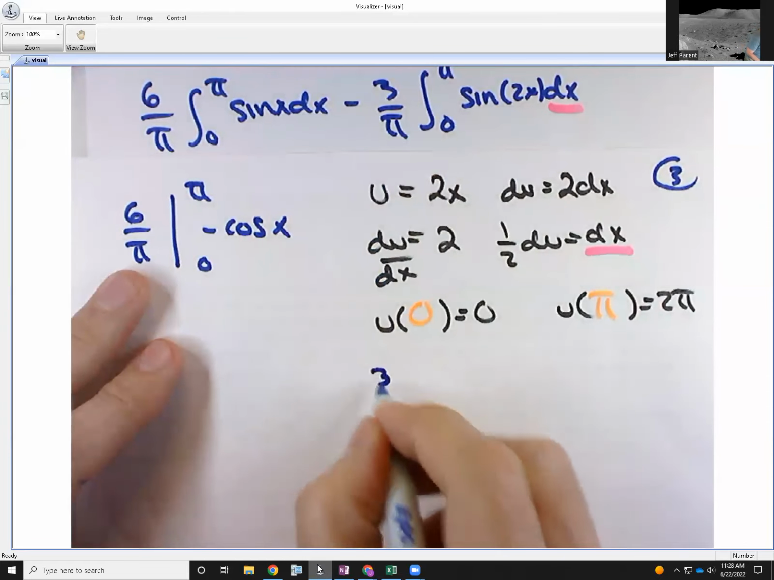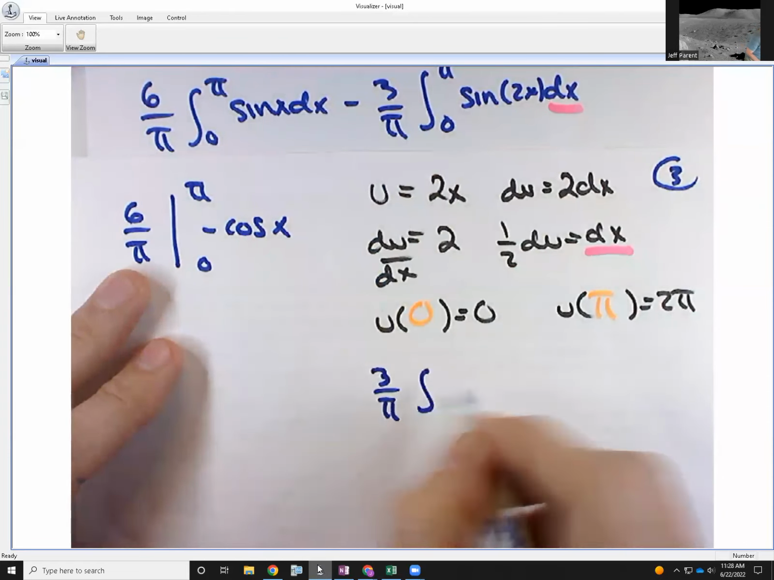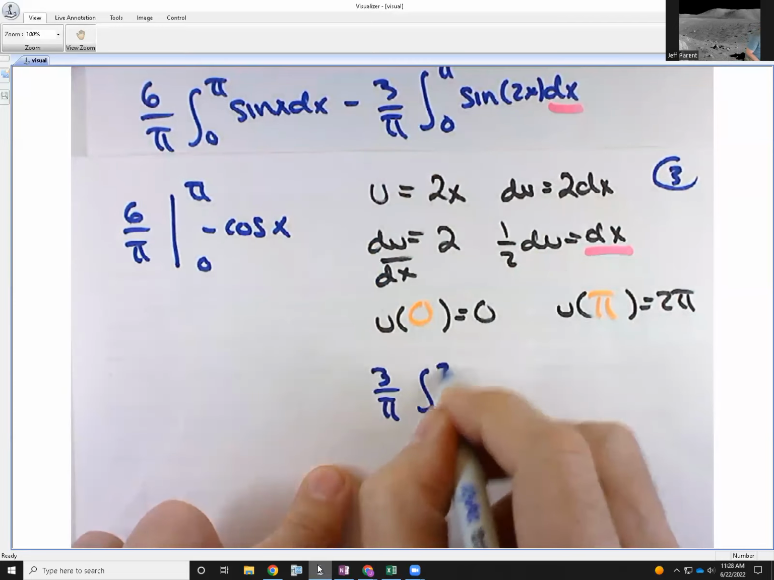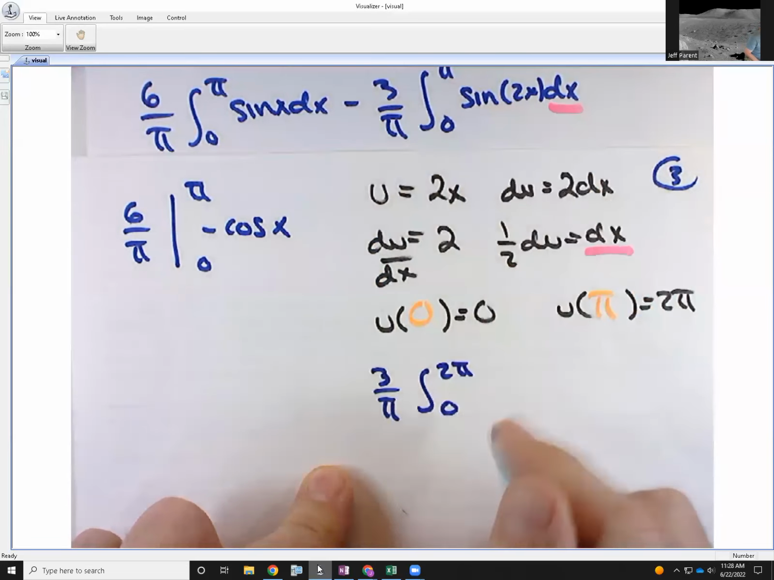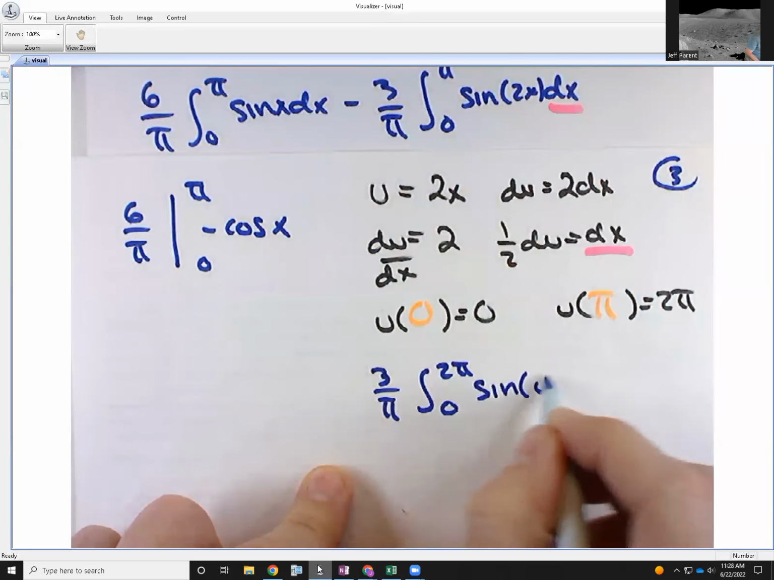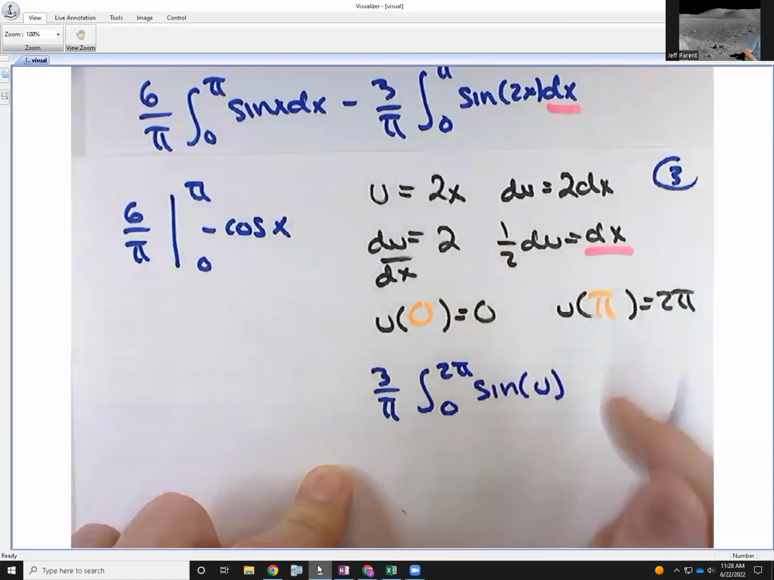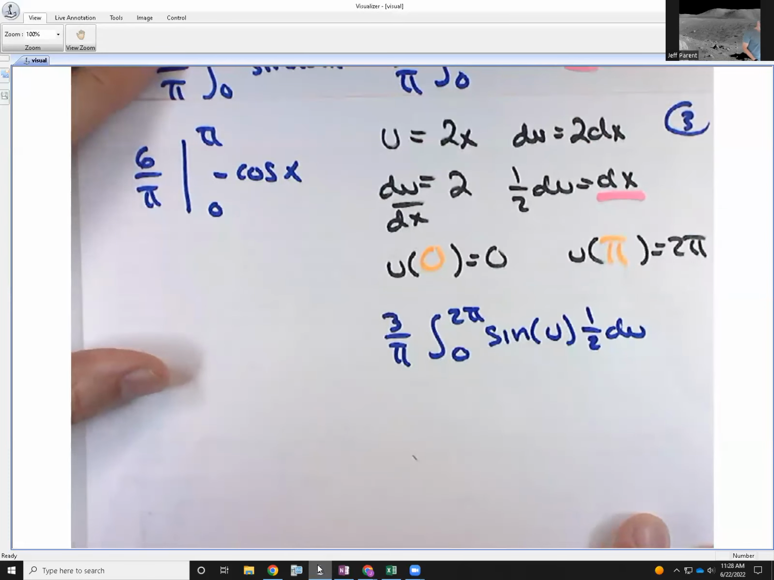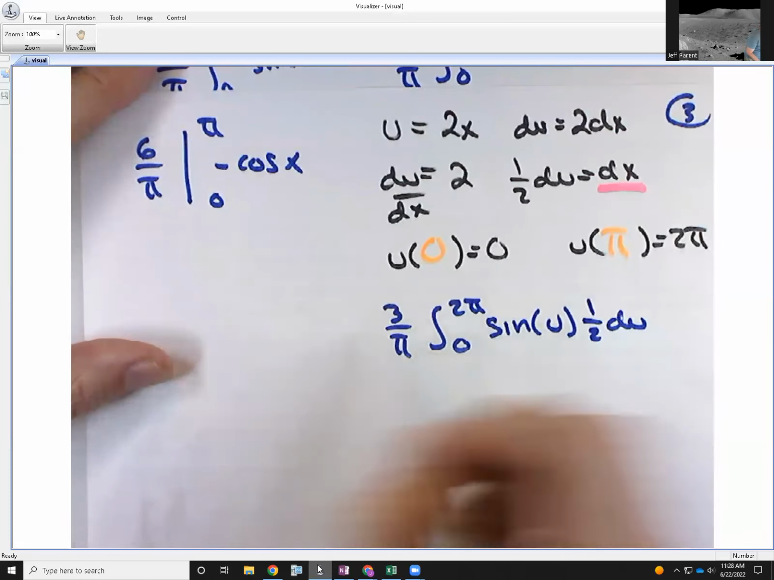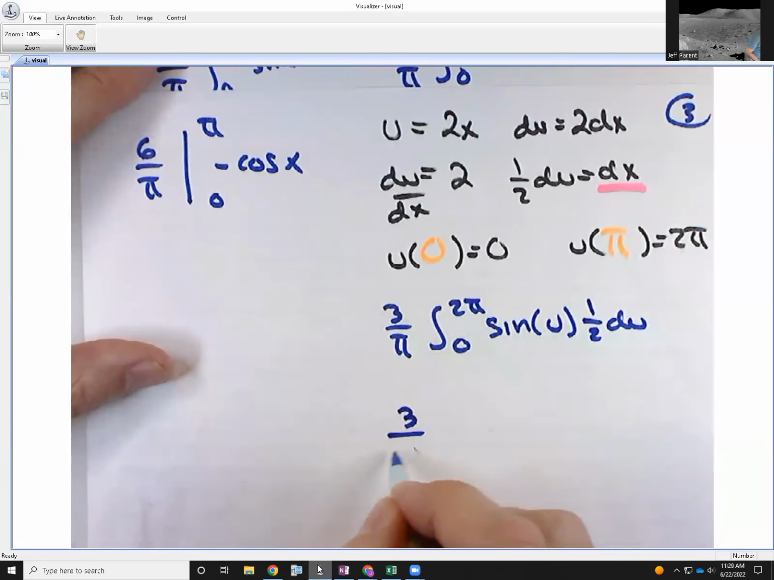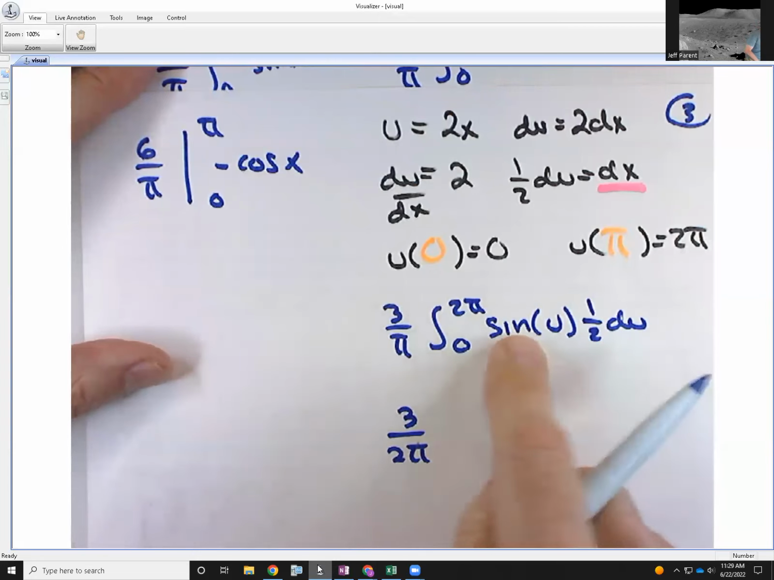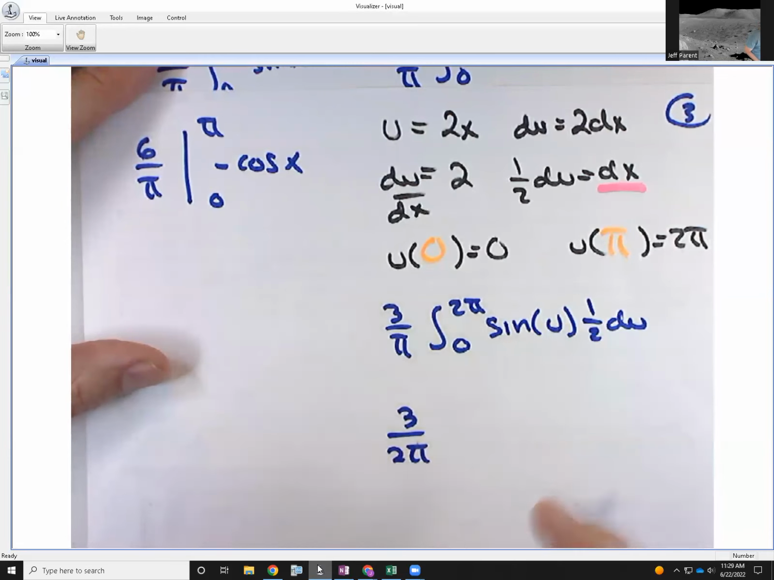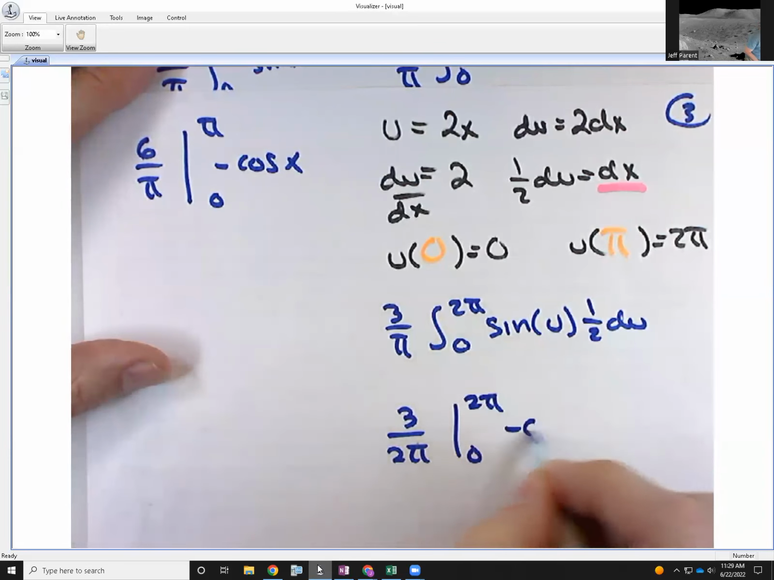So with all those adjustments, I can now at least start working on the rest of this. It's going to be 3 over pi times the integral from 0 to 2 pi of the sine of u, and instead of dx, I'm going to write 1/2 du, like that. Let's take that 1/2 out in front. That's going to be 3 over 2 pi. And I think I can do the antiderivative. In fact, someone already gave me the antiderivative here. Antiderivative of sine is negative cosine. So it's going to be 0 to 2 pi of negative cosine of u.